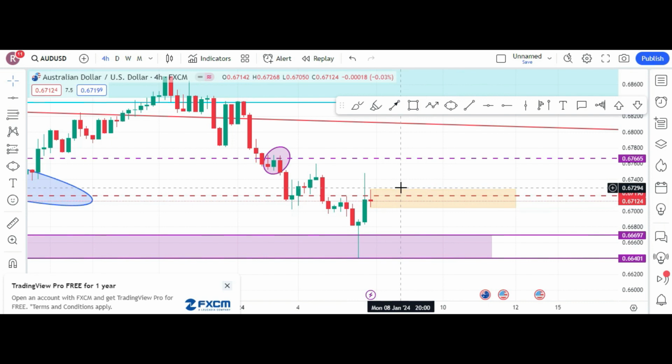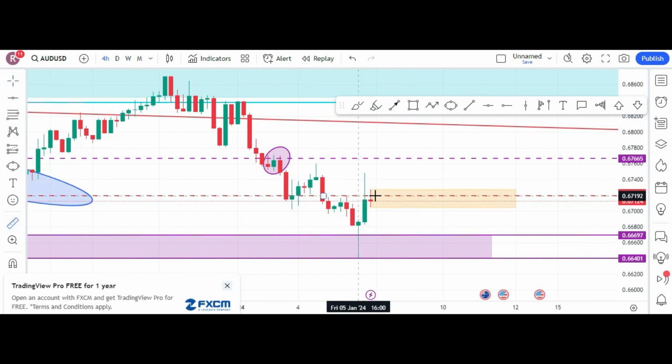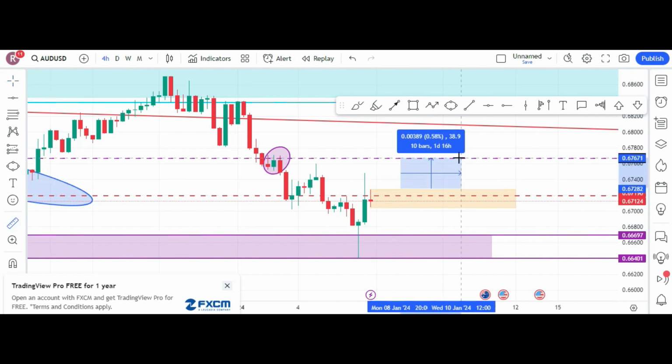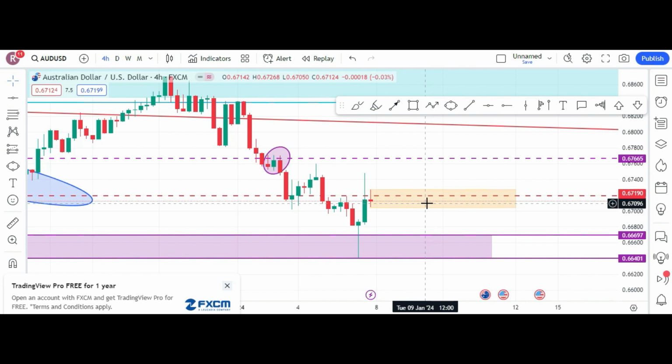And if it breaks the box, we have something like this, maybe 38, 40 pips here. If it breaks the box on the downside, don't take any trade, as the monthly is suggesting that we may get a bullish move. The bearish trend has finished, which I have shown a few minutes back. So if it breaks the box on the downside, don't take any trade, let it come here.